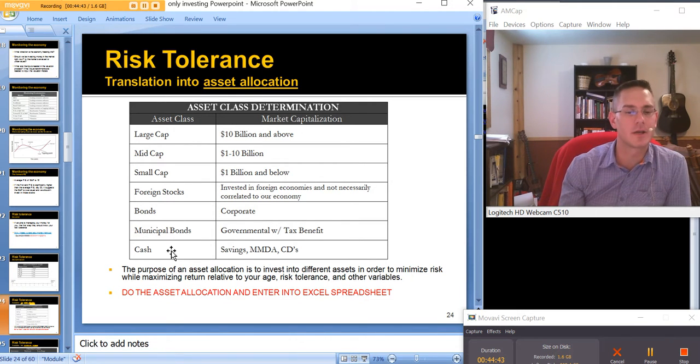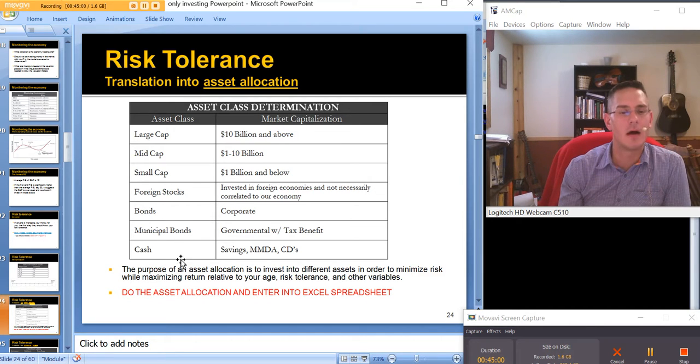And then our last section is cash in the market capitalization. We're talking about savings accounts, checking accounts that pay interest, money market, demand deposit accounts, and bank CDs. That's what we're talking about when we say cash.